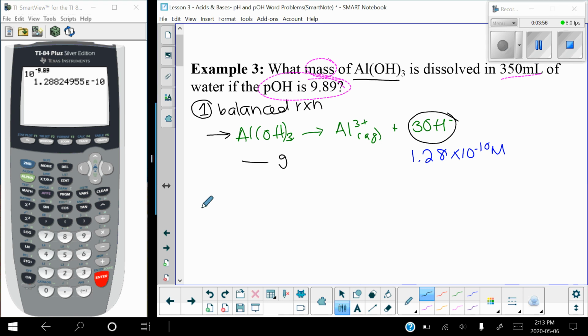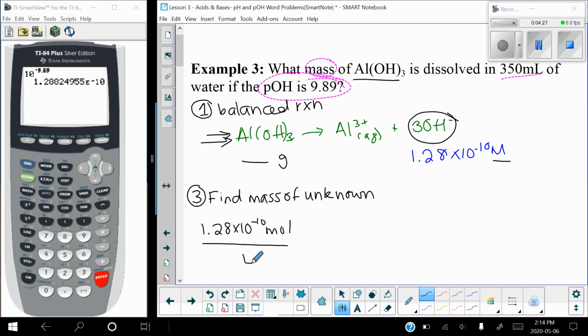Step 3 is going to be find mass of unknown, which is, again, this guy here. So you're going to start off with what you know. 1.28 times 10 to the negative 10. And I'm going to actually write it as moles per liter because it makes unit analysis much easier. This is concentration. Concentration is a conversion unit. It's okay if it's written first.